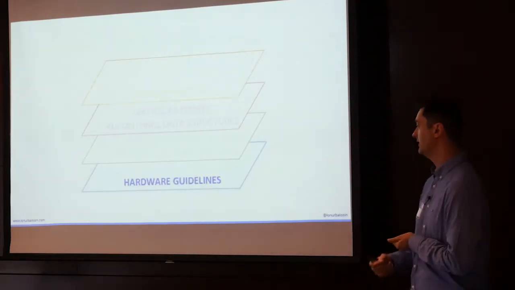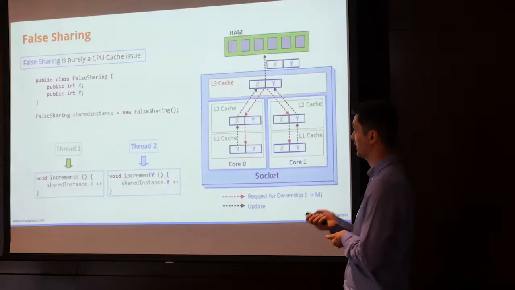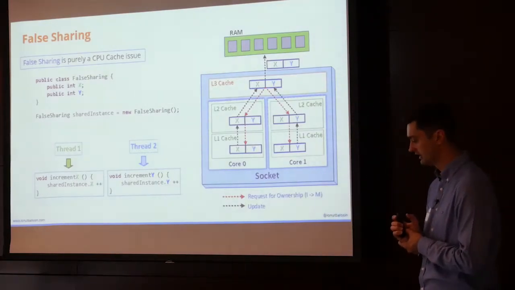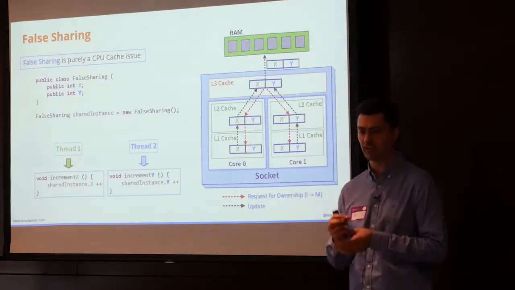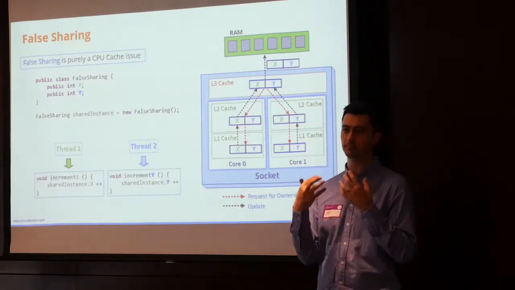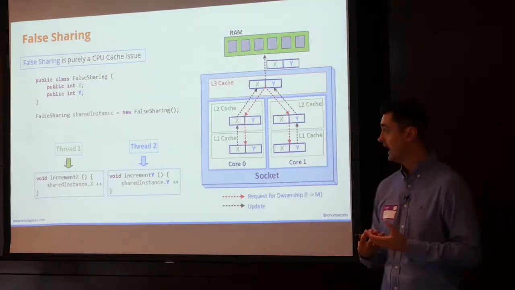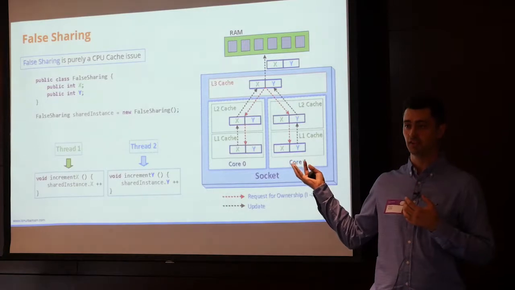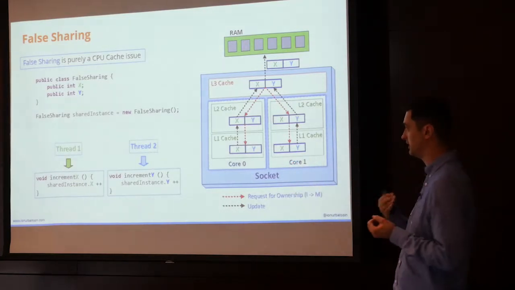And the last one is about hardware guidelines. First, false sharing. False sharing is basically a CPU issue. It's about the way the caches are built within the CPU. And being conscious of that, we can prevent false sharing situations in our application.